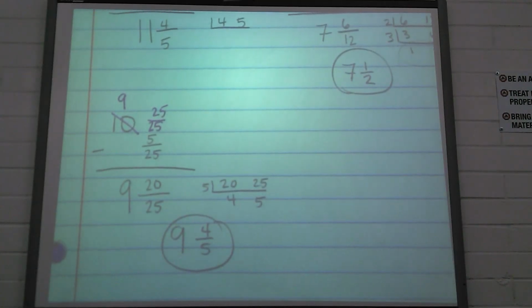Once you have completed all of these examples, let your teacher know you are ready for the assignment. And that's all for today's lesson.